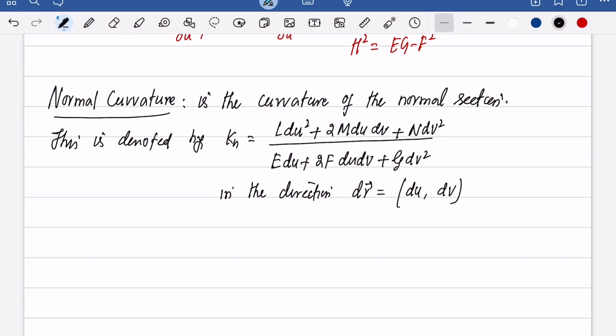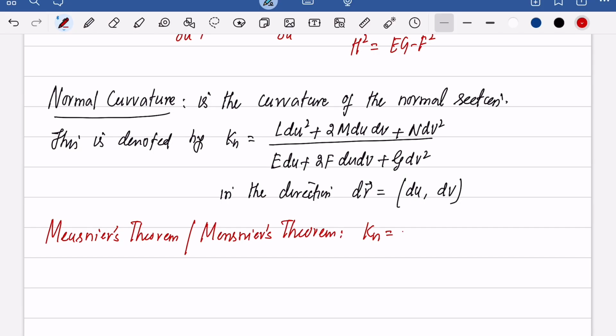Now we have another theorem for this normal curvature, which we call Meusnier's theorem. This gives us the normal curvature in terms of the curvature of the curve and an angle theta, where this angle theta is the angle between the principal normal vector of the curve and the surface normal vector at that point. Now here this Kn, we know, is a notation for the normal curvature. And now this K is the curvature of the curve.